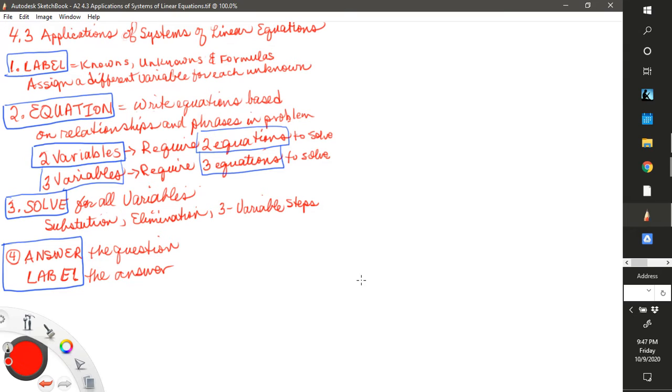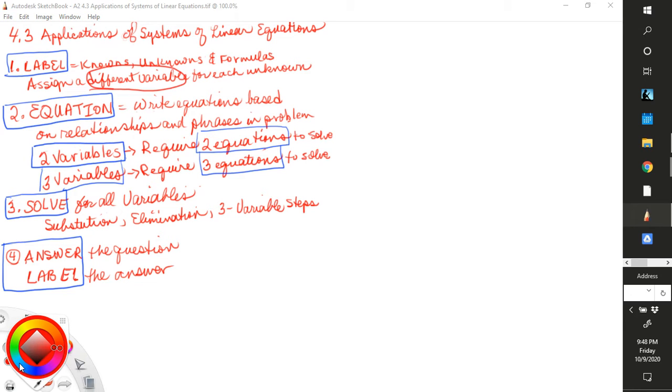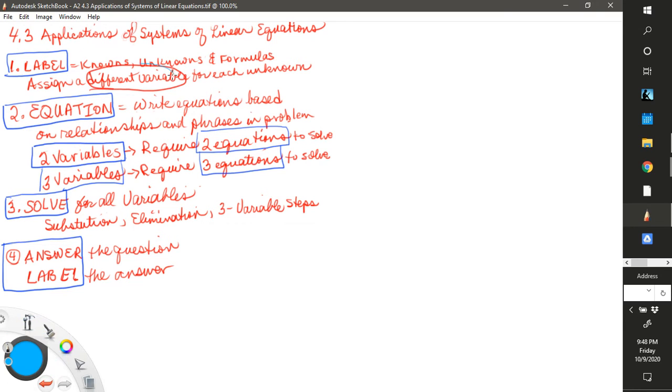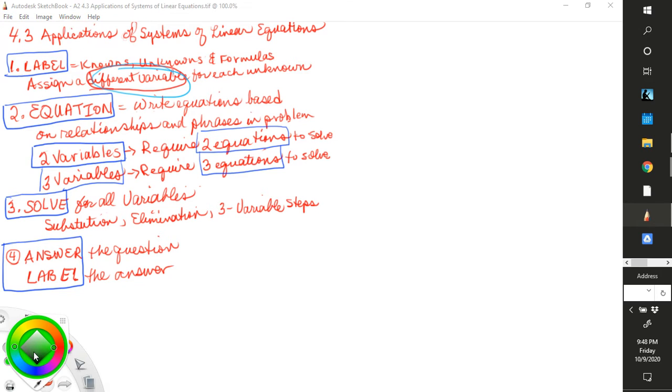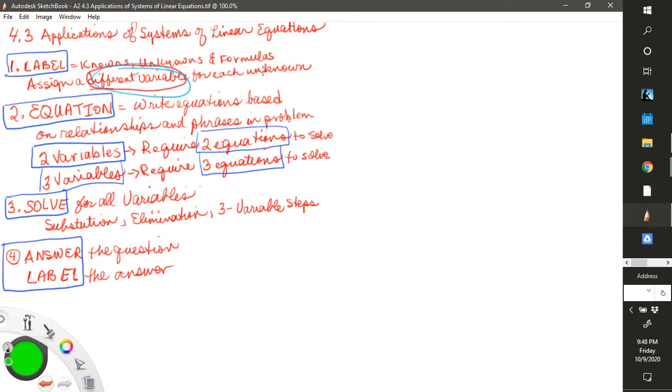And part of what they do with a 2 variable equation is for every unknown, we give it a different variable. Every unknown, they give it a different variable. So just keep that in mind, that we'll have some x's and some y's. We'll have 2 different, and then when we set the equation, keep this in mind also.